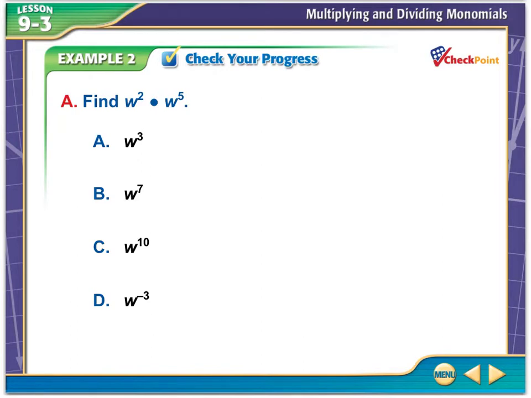Find the product of w to the second and w to the fifth power. You should have gotten w to the seventh power. If you didn't, go ahead and review your notes again.